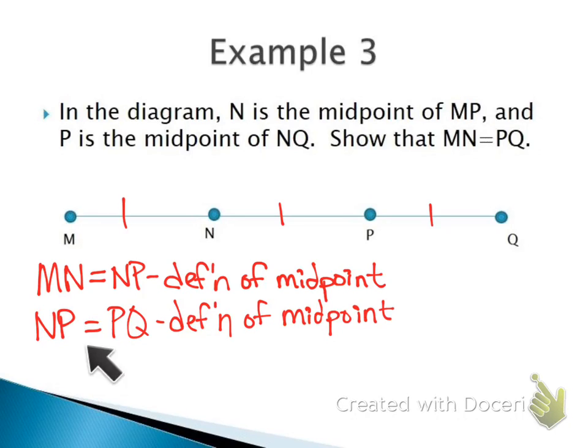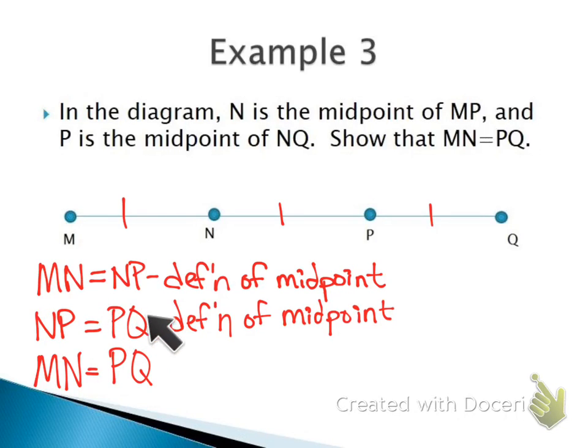So what I'm doing is listing what I know and how I know it. Our last thing that they want us to do is show that MN and PQ are equal. Well, we can see that in our diagram now, but we have to be able to give a reason for stating it. So MN equal to PQ.